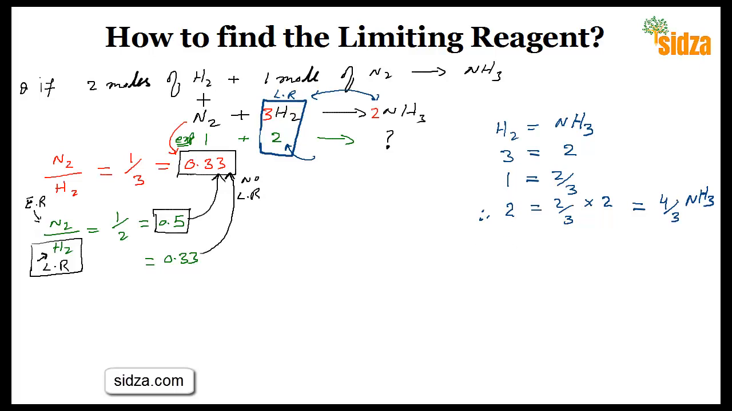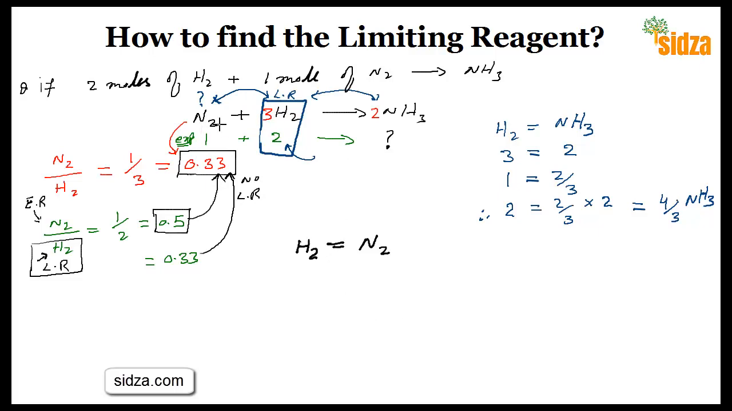So again, if you want to know how many moles of this excess reagent will be consumed, you're going to relate it with the limiting reagent, right? So you will just relate it with the limiting reagent. Again, I will take these two out. I'll say hydrogen I will relate with the nitrogen in this case. Hydrogen is my limiting reagent.